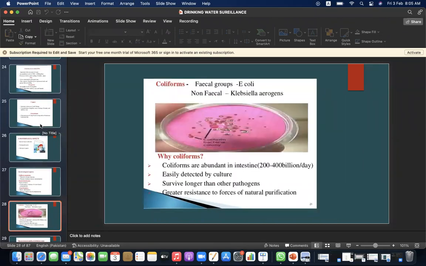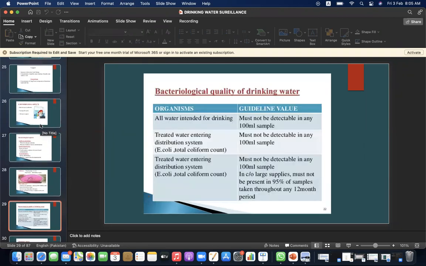Coliforms have two groups: fecal, E. coli, and non-fecal, Klebsiella or Aerogenes. Why coliforms? Coliforms are abundant in the intestine, 200 to 400 billion per day. They are easily detected by culture, survive longer than other pathogens, and have great resistance to the forces of natural purification.